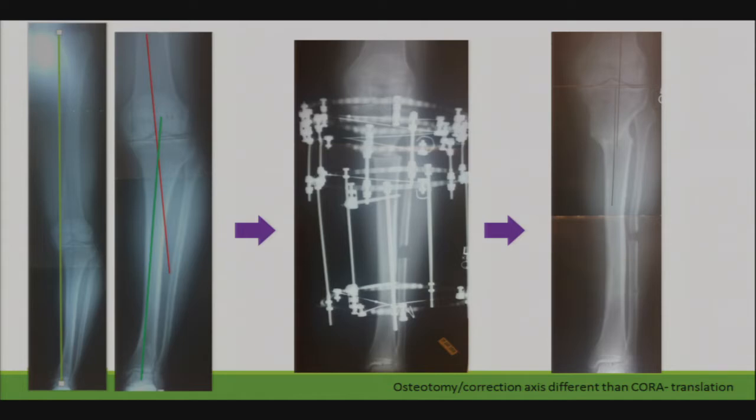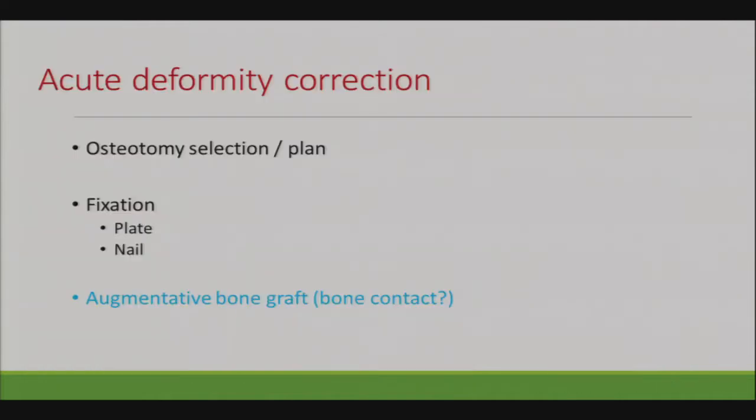This was published by my co-fellow last year in JBJS as an alternative to an HTO with plate and screws. So you can find this technique in last year's JBJS, the case series of Brinkers. And that's really the trouble in deformity correction. It's all level 4 evidence, case series.